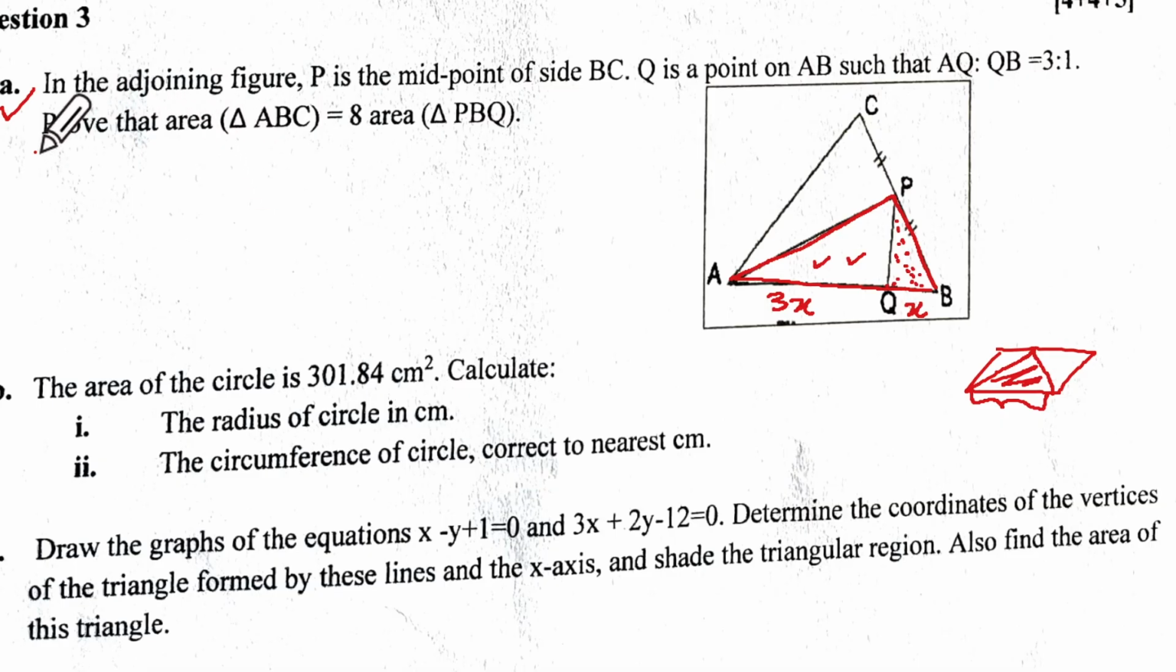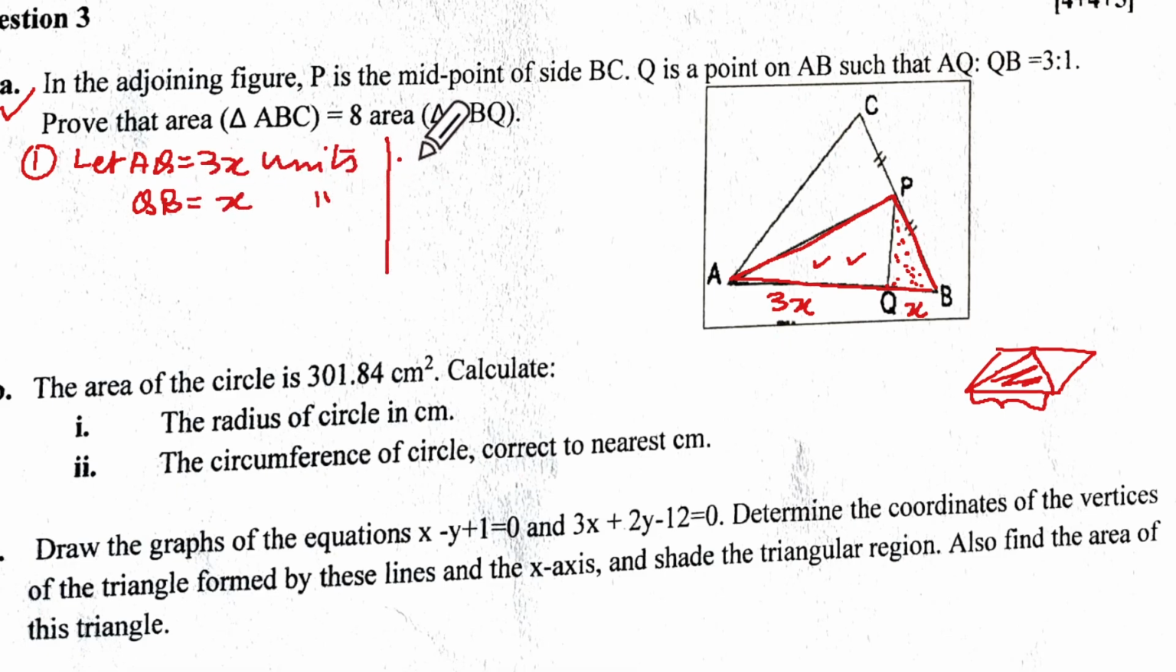So I am going to start statement number 1. I will say let AQ equal to 3x units. Why? Because they didn't tell you centimeter. And QB equal to x units. And here the reason will be since AQ is to QB is equal to 3:1. Do you think this makes sense to you?